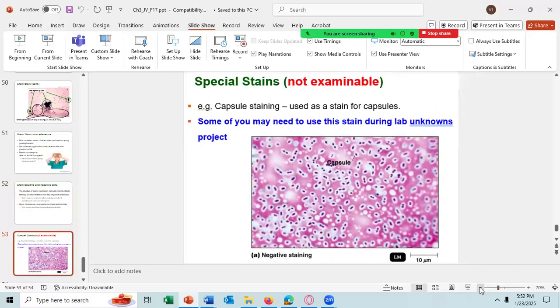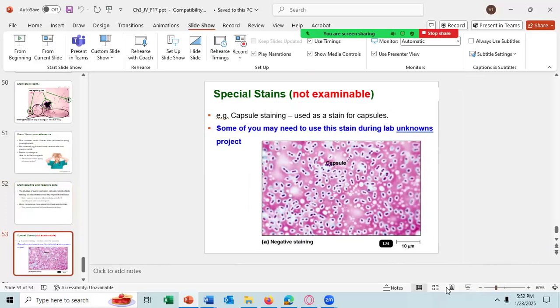All right. I'm going to talk a little bit about the special stains because you may need them for your unknown project in the lab, but I'm not going to quiz you on any of this information, so you will not be examined on special stains other than what I've already talked to you about.